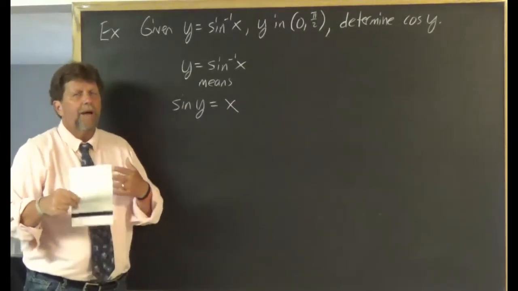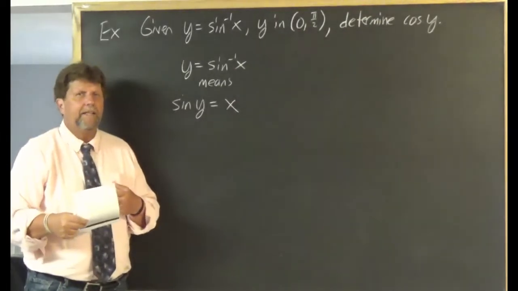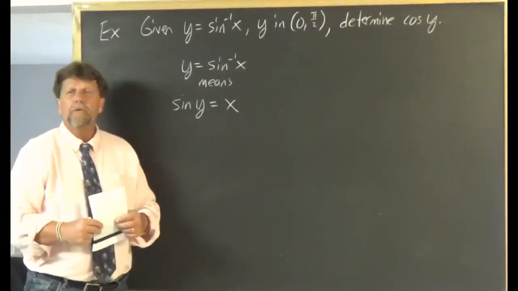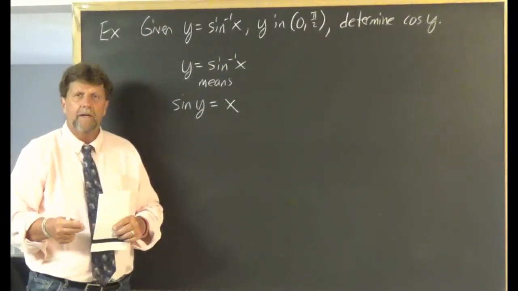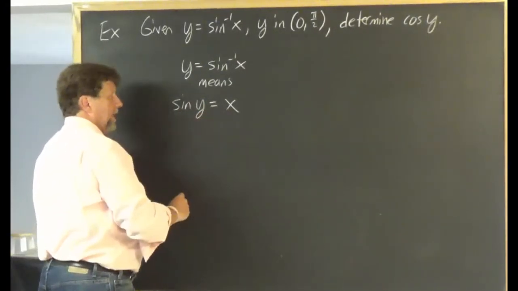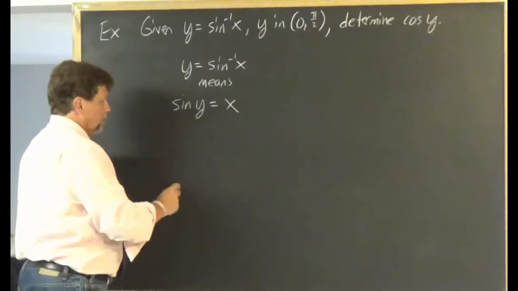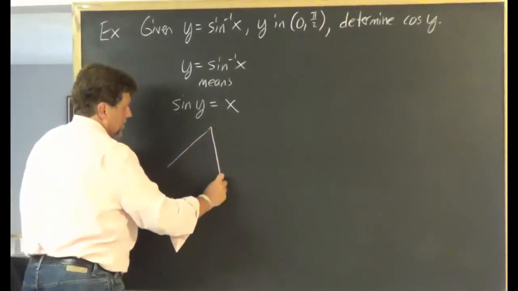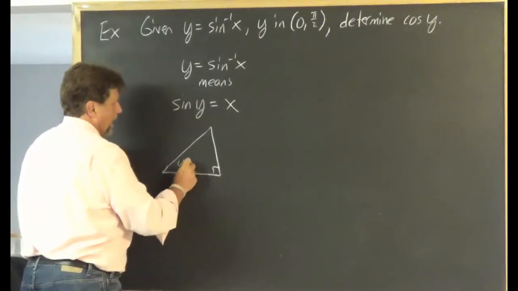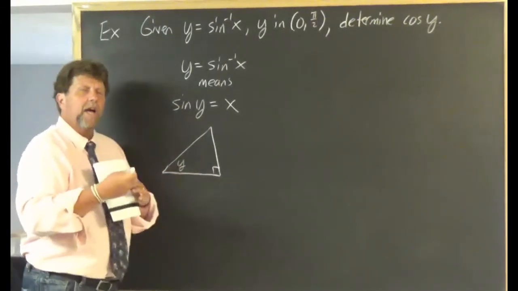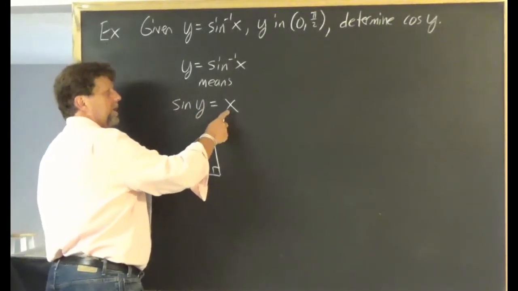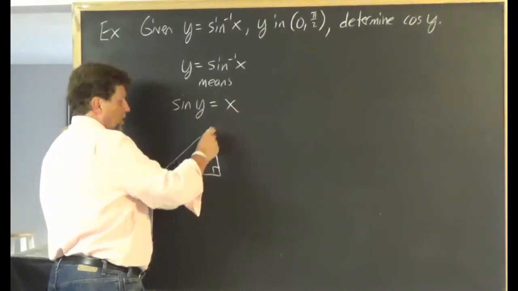Now I could use some identities, like Pythagorean identities, to try to determine the cosine of y. But I thought, let's review a little right triangle trig. We have sine of y is equal to x. We know angle y is somewhere out in quadrant 1. So let me just sketch a quick right triangle. Here's angle y. Remember, sine equals opposite over hypotenuse. Sine of y equals, well, you can think of x as being x over 1.